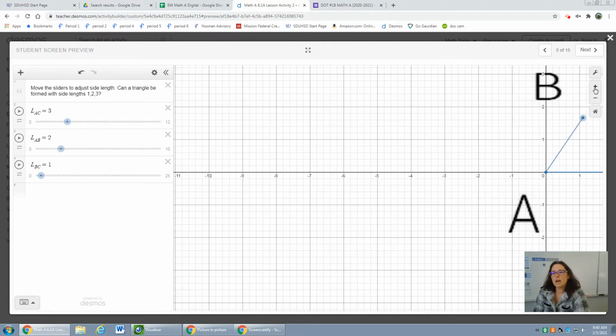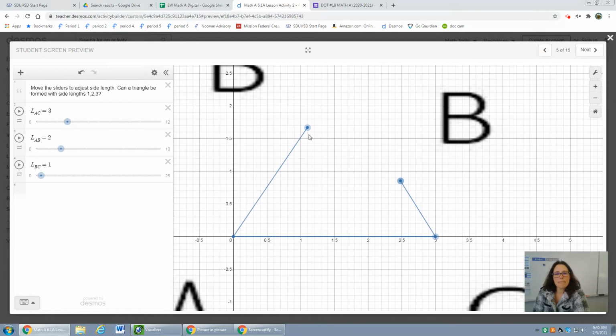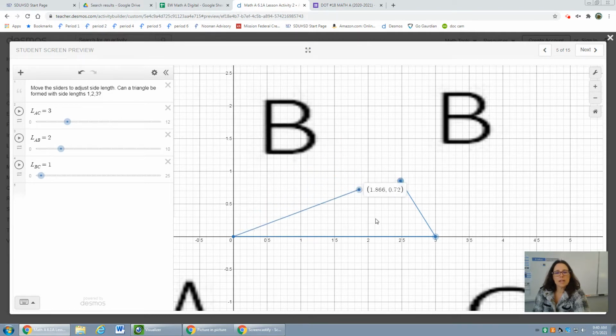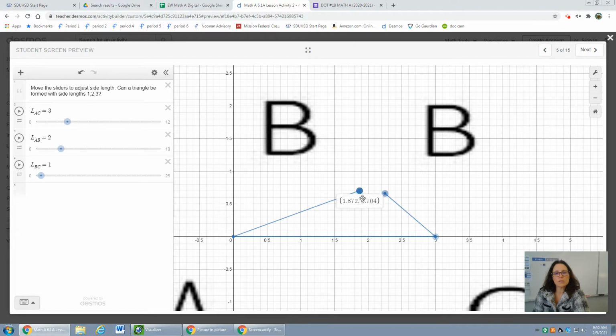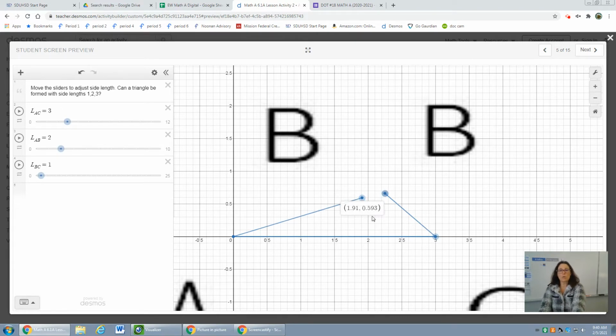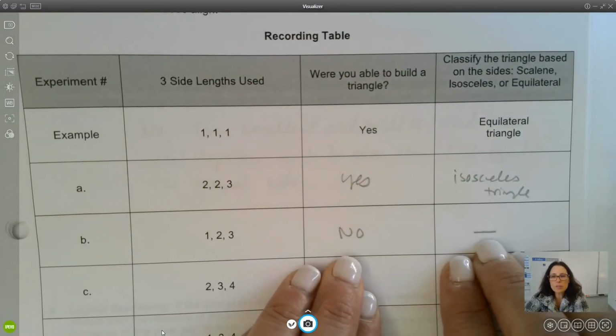Let me blow this thing up. All right, so this is side length 3. It already formed it for me. Okay, is there any way we can form an enclosed triangle with this? I hope you're seeing no. There's no way to form this as an enclosed triangle. So your answer in that row is going to be no, and you're not going to answer this because it doesn't form a triangle. Okay?